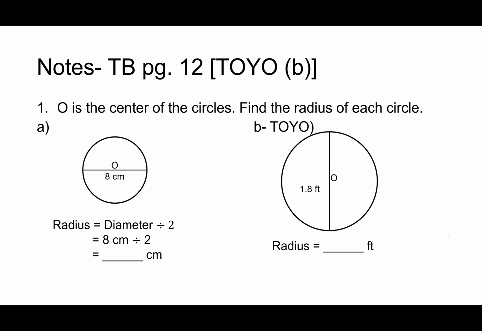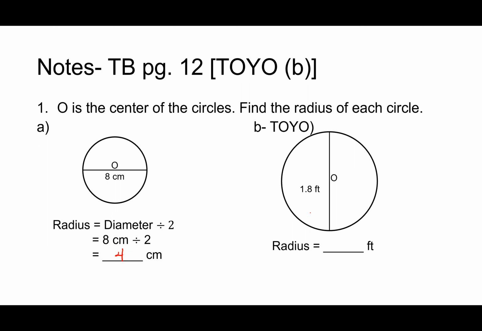All right, number 1, O is the center of the circles. Find the radius. Oh, I guess that's not circumference yet. I might add a couple. We might go ahead and find the circumference anyways. All right, so on this first circle on letter A, what is the radius if the diameter is 8 centimeters? Gabby? Yep, let's go ahead and fill in 4.